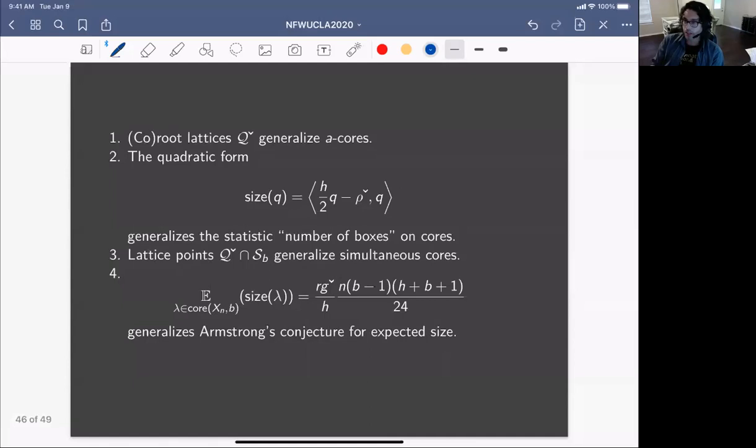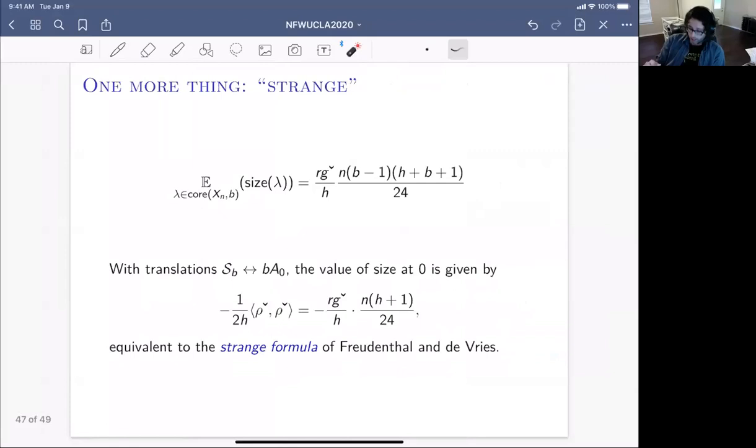So let me summarize and then say one more thing. We had a cores and we generalized them to coroot lattices. Then we used Macdonald's formula to interpret a sum over coroots with some weights to give us this quadratic form, which gave us a formula for size in other types. Then we used the Sommers region to figure out what simultaneous cores were supposed to be by interpreting it as a simplex. And then we wrote down the corresponding formula for Armstrong's conjecture in general type for this expected size, with this very strange thing here, which just becomes 1 in simply laced type, recovering my earlier paper with Marko.